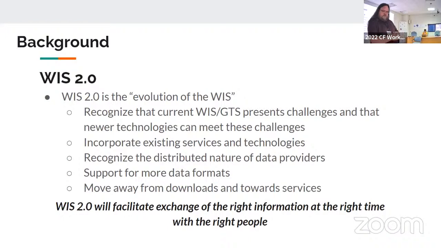So to confront that, the WMO is developing what they're calling the evolution of the WIS, or WIS 2.0, which is going to incorporate existing services and technologies, the internet for example, and recognize the distributed nature of data providers. It's not all in one place. There are services all over the world that they need to tap into. One way to do that is to support more data formats and move away from downloads towards data services. It's still a long way away, but it's moving forward, and I'm quite happy to see that happening. It's really great.